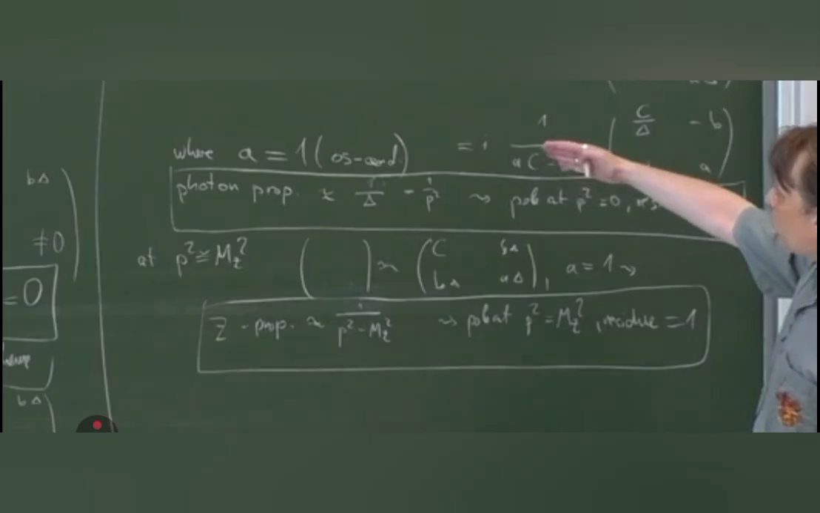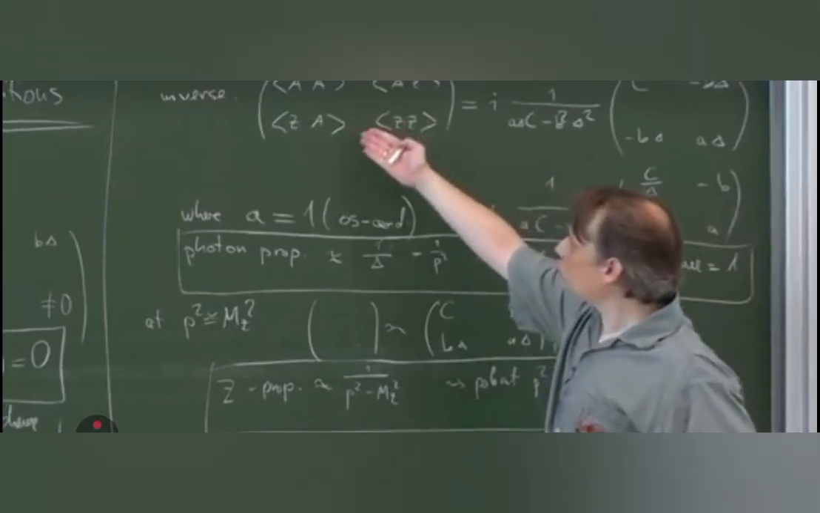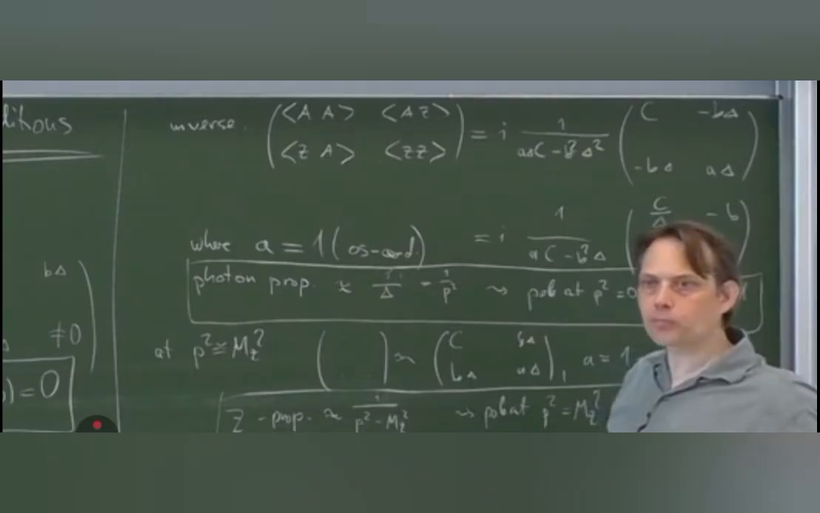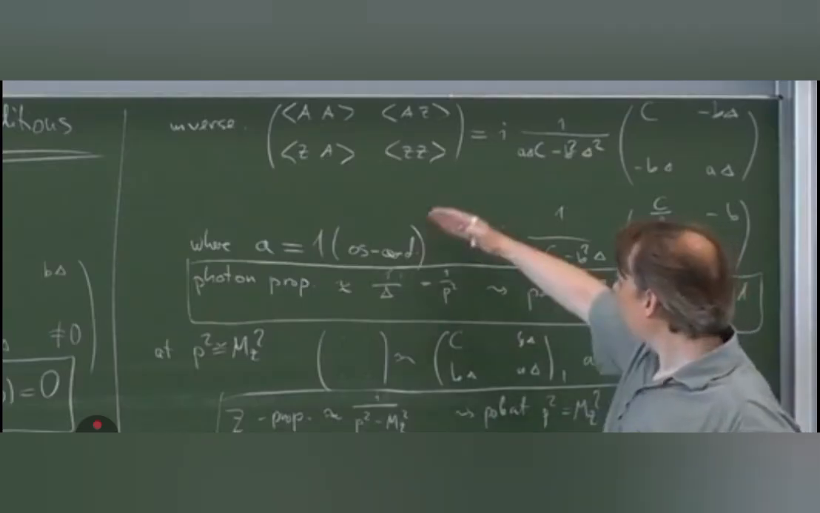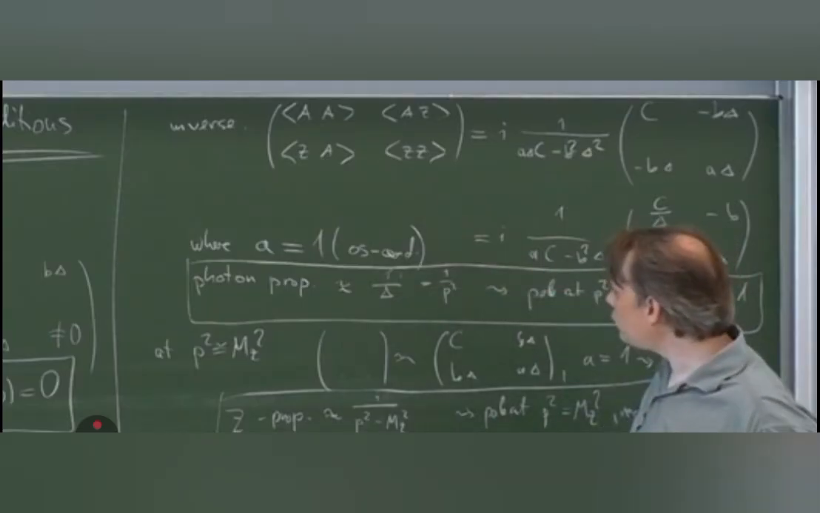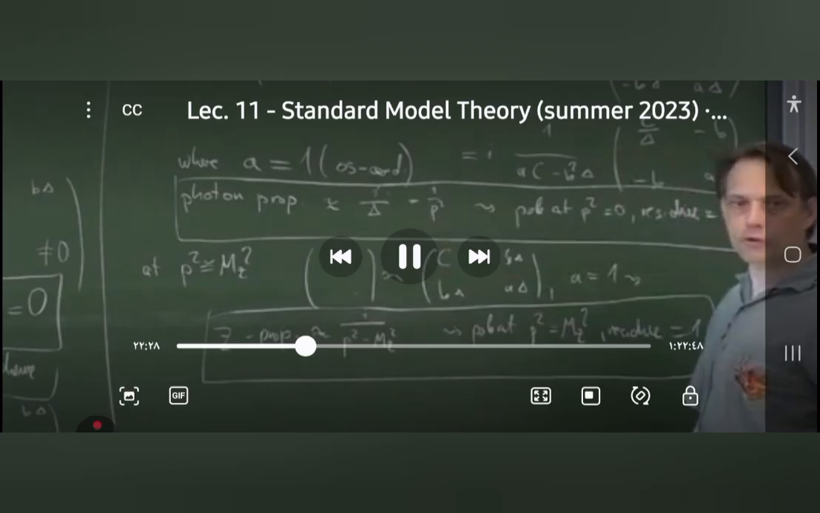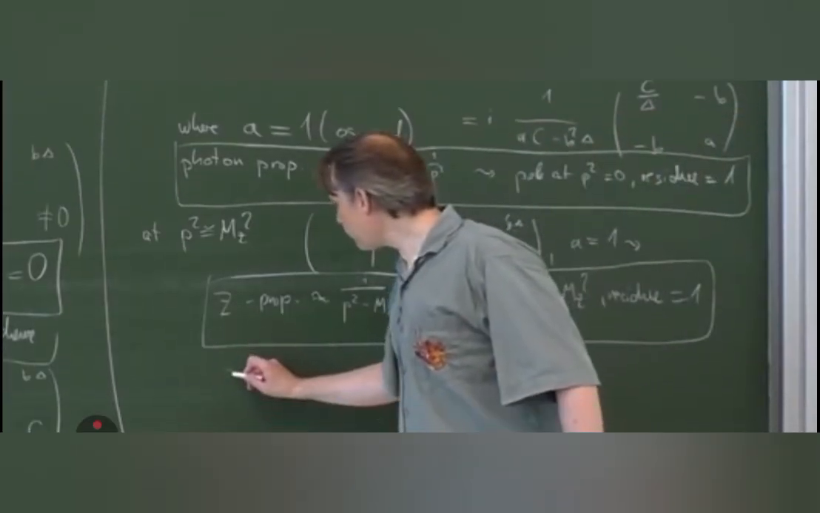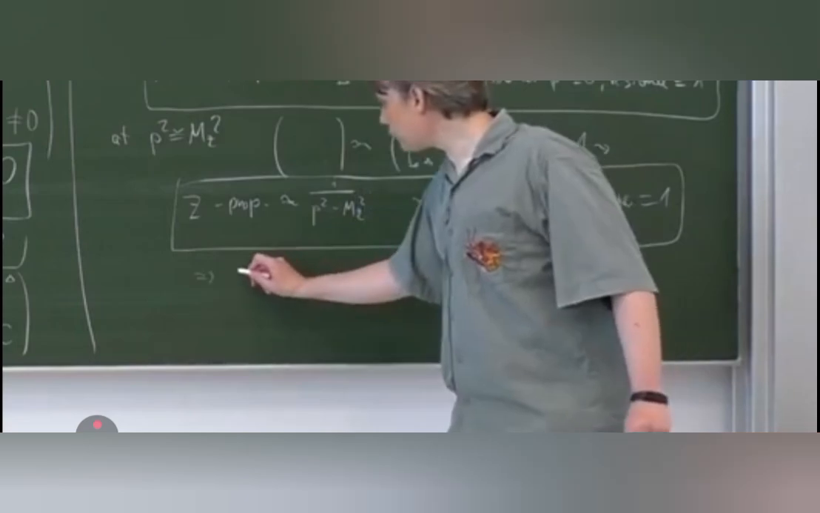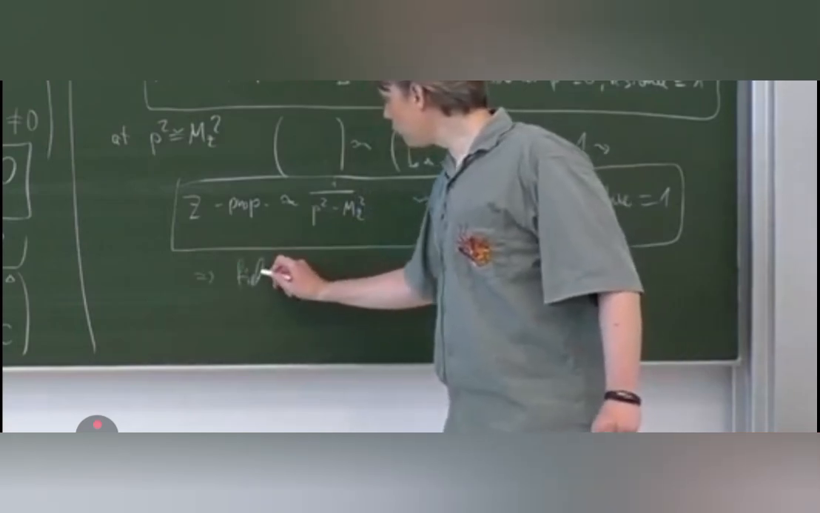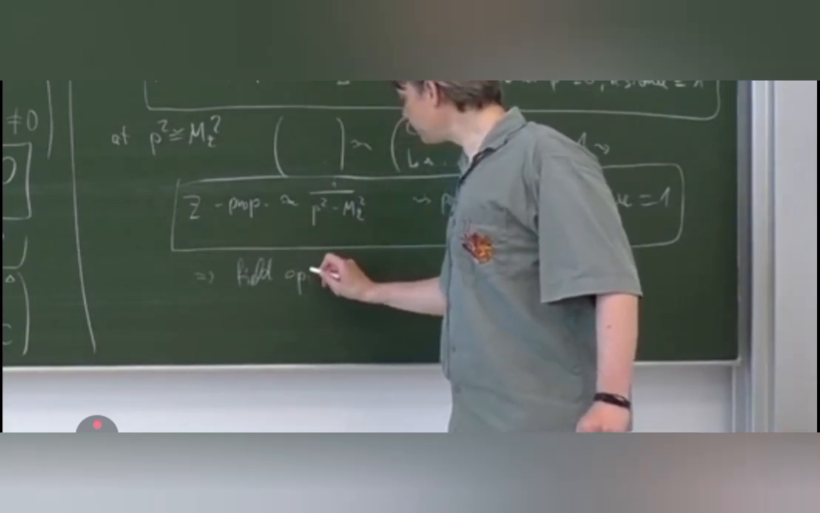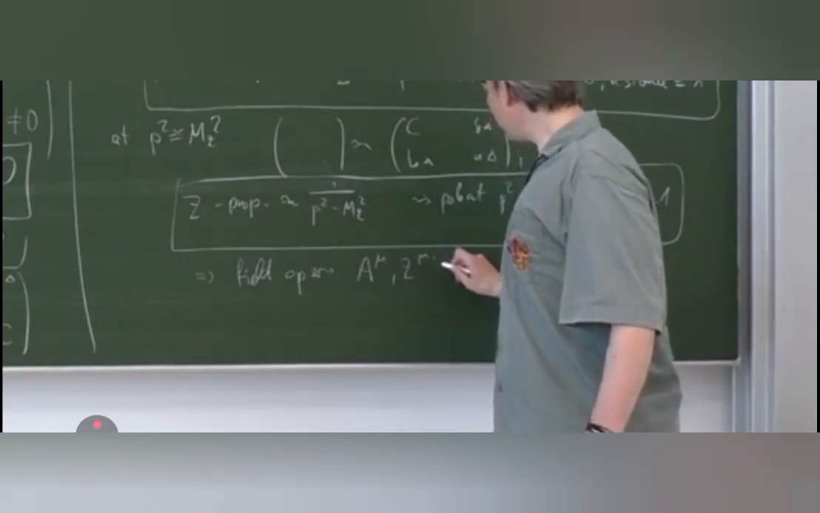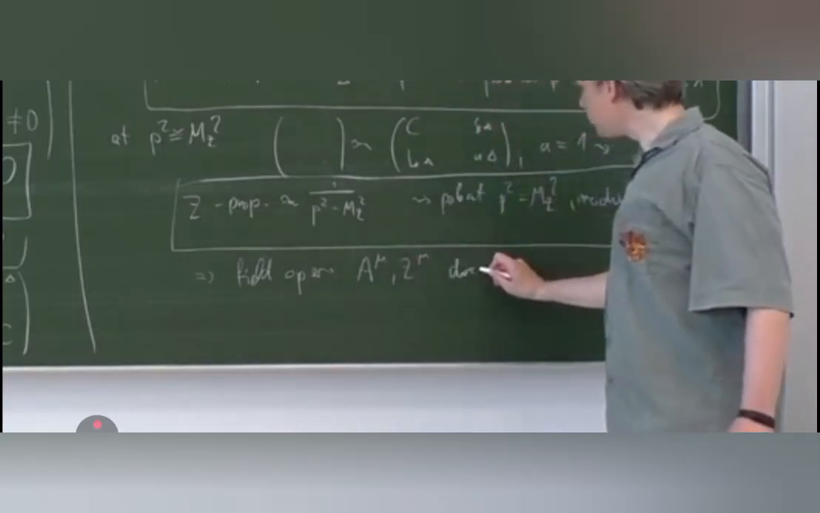So this first of all gives us full control over those 2-point functions, which are of course extremely important building blocks of the theory. It makes clear how we can calculate scatterings involving those particles, and it also fixes the interpretation of the field operators. Field operators A mu, Z mu directly correspond to the corresponding particles.